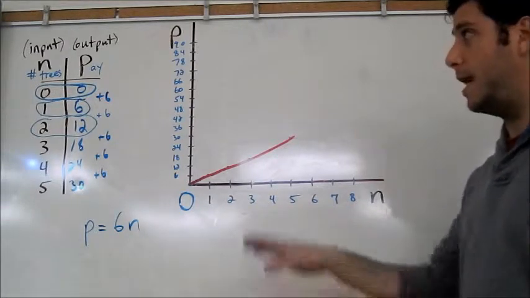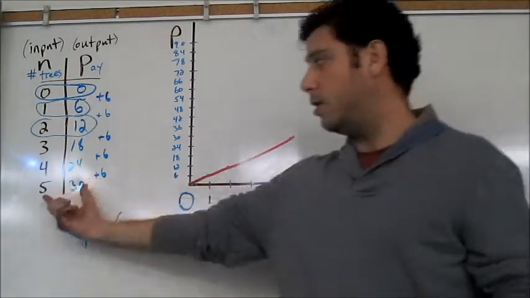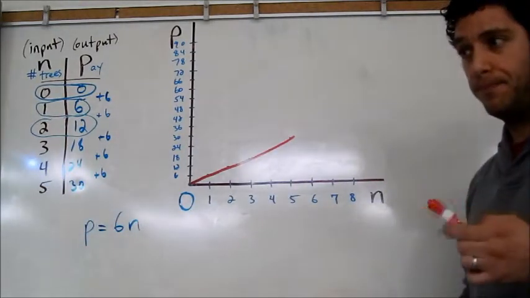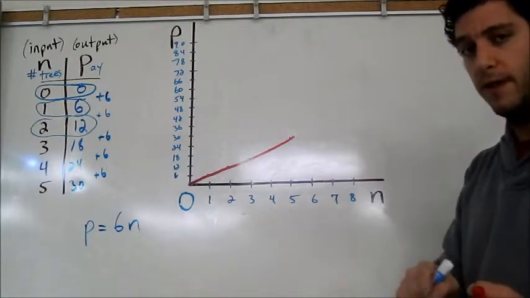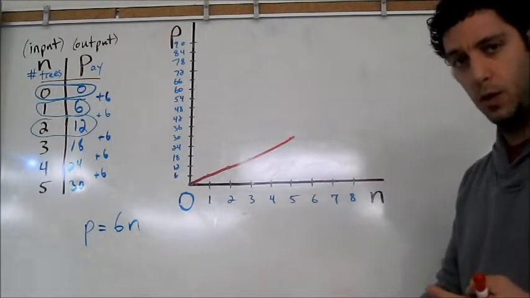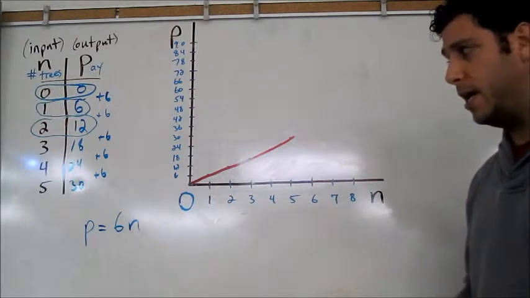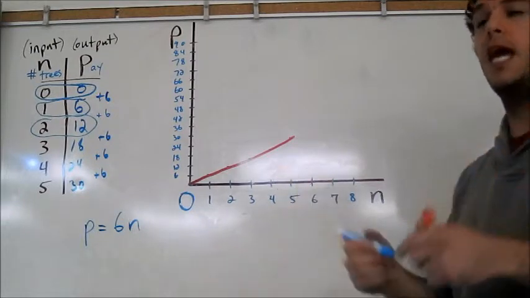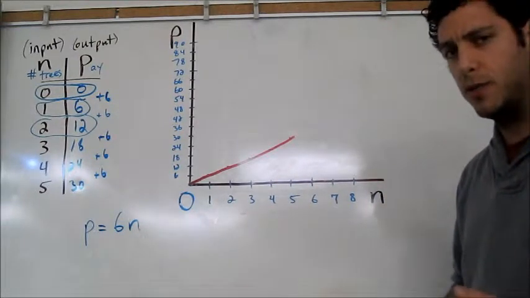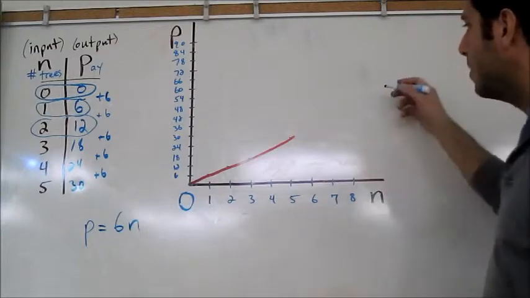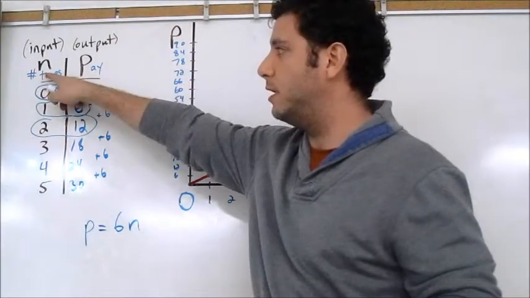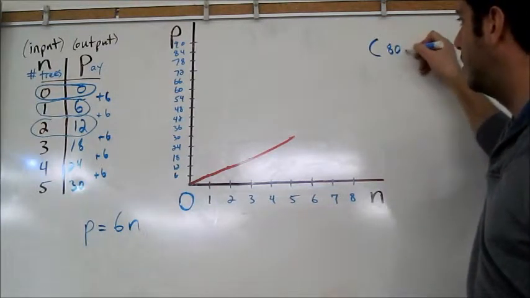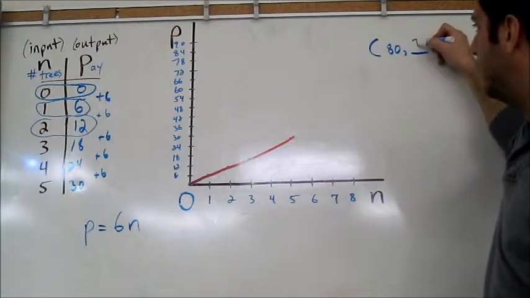Now, the neat thing about understanding a linear relation and how an ordered pair, like let's say 5 and 30, actually works, is that if you're given one of those values, you can find the other one. So for example, let's say Sylvia can plant trees really, really quickly, and she plants 80 trees in a day. How much money is she going to make in that day? Well, if N is the number of trees, and she plants 80 trees, then we have a problem like this. How much money does she get?